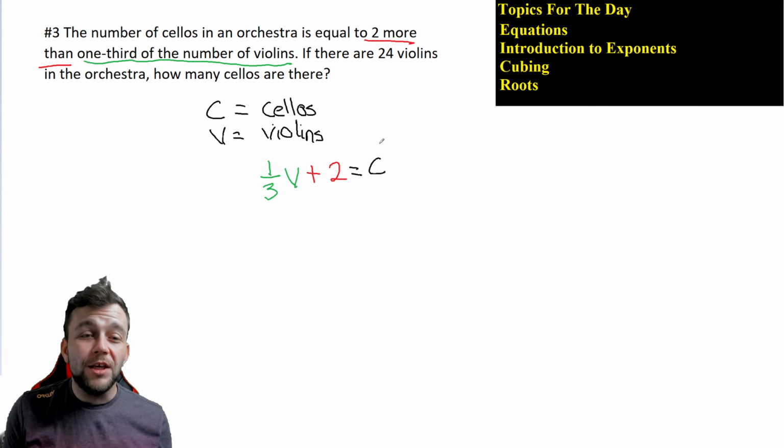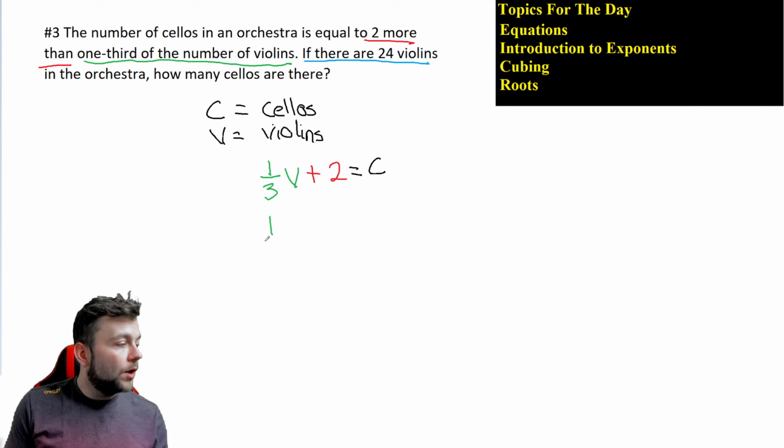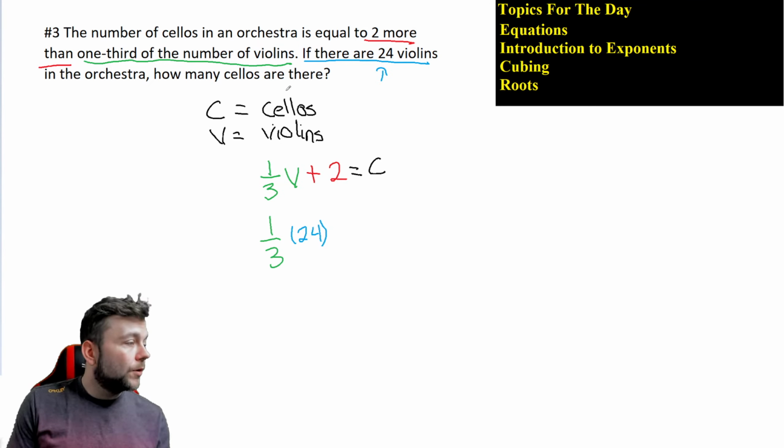I have set up my equation, and now we can go ahead and plug in our variable, which we will mark as blue. So there are 24 violins. So let's go ahead and write this all out. So 1/3, and then we are going to put in our 24, because that is the number of violins, right? The V. And we're going to add 2 to that, and that will equal our C.